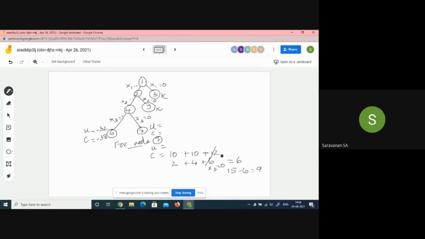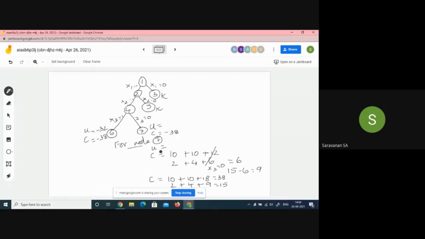What is the weight of the fourth item? It is exactly 9. So I can include the item simply into the bag. So without fraction also I can include it. Because 2 plus 4 plus 9, so 9 kg can be added. So the value will become 15. So here it is 38. So the C value is going to be minus 38.